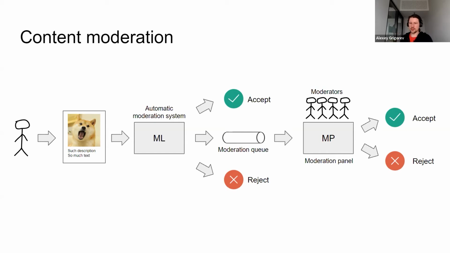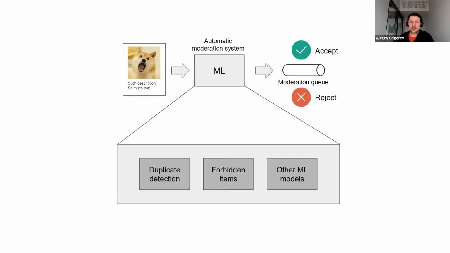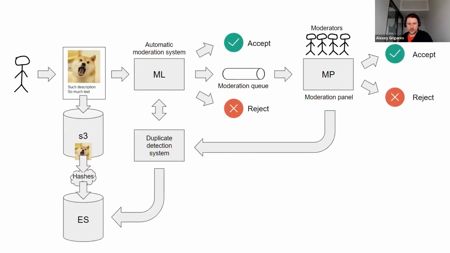cases to human moderators. And this automatic moderation system consists of multiple components, for all these problems that I described. We have a special component, a special model, a special subsystem that deals with each particular kind of problem. So for example, we have a system for duplicate detection, we have a system for forbidden items, and a bunch of other things. This is a busy slide with a lot of things. This is how our duplicate detection system works.